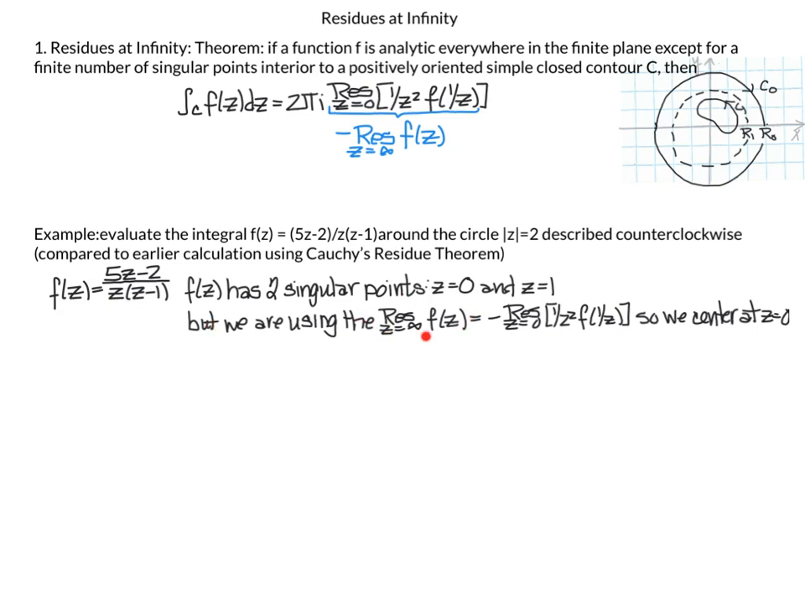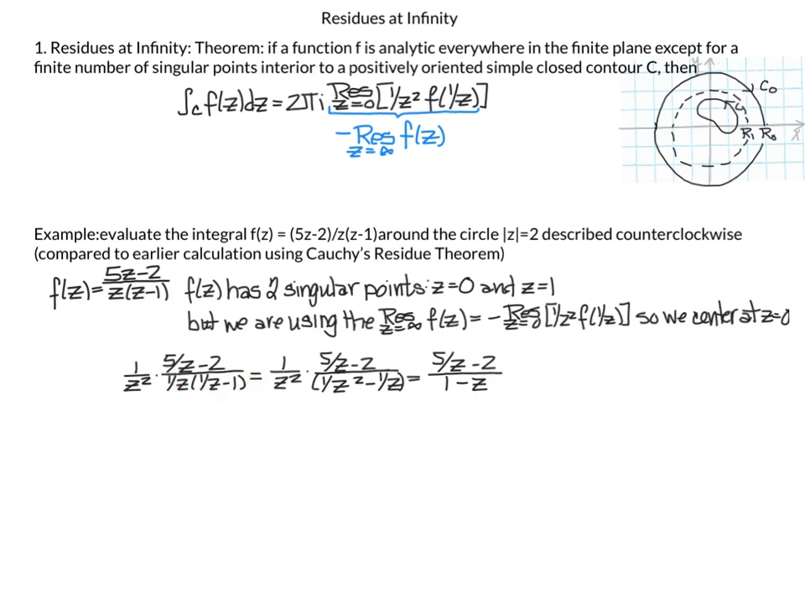But since we're using the residue at z equals infinity, which is related to the residue at z equals 0, we are going to center our Laurent series at the singularity z equals 0. The first thing I'm going to do is calculate my 1 over z squared times f of 1 over z. So I have my 1 over z squared, and then I plug in 1 over z into my f of z. So I'm going to have 5 times 1 over z, which is just 5 over z, minus 2. And then I'm going to have 1 over z times 1 over z minus 1, which is here.